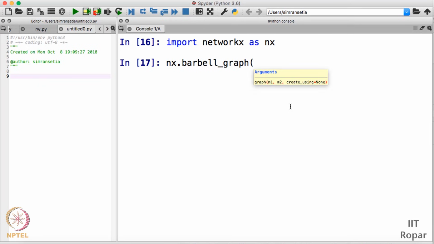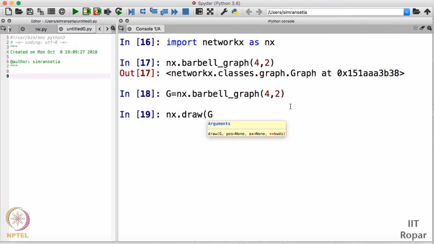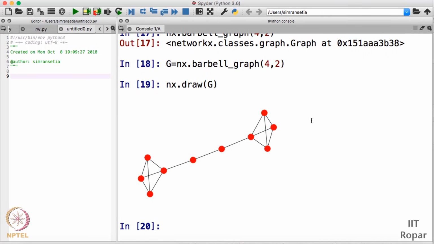And in this you need to supply two parameters. I'll supply 4 and 2. We'll get to know why I'm supplying these two parameters here. Then I'll write G equal to nx.barbell_graph and the two parameters, so that I can draw it. So now I'll draw this graph. nx.draw(G). So as you can see, we have the two communities here.